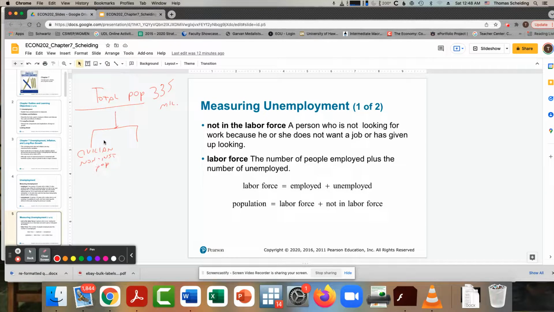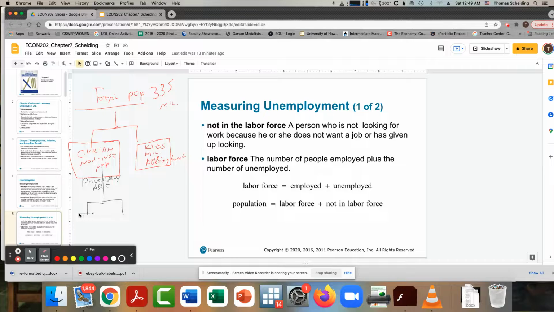And then the first thing we do is we create a category called the civilian non-institutional population. The civilian non-institutional population consists of the individuals who are not in the military, not in a prison, not in a long-term hospital, and adults. So this excludes kids, military, people who are long-term in a hospital or nursing home, people who don't expect to be working or even looking for work. Think of this category as physically able to work.